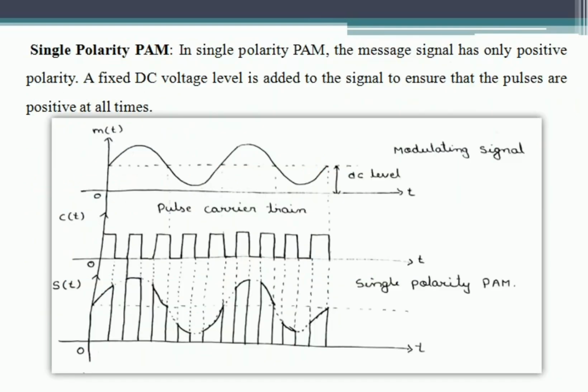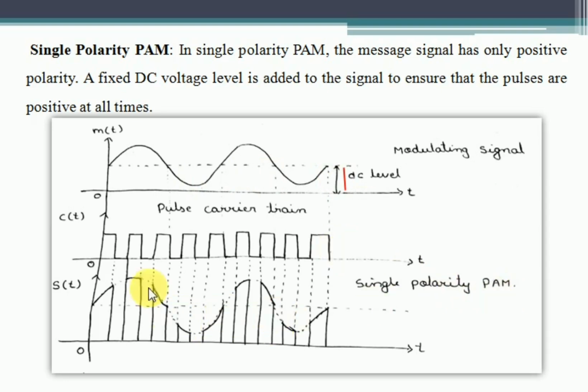Now let's see what is a single polarity PAM. So single polarity PAM means the message signal is having only positive polarity. In order to obtain a positive polarity signal, a fixed DC voltage level is added to your message signal to ensure that the pulses are positive at all times. If you see from this graph, the message signal is having a positive polarity with the added DC level. Okay, some DC level is added to the message signal to obtain a positive polarity, and this is superimposed with a pulse carrier signal in order to generate a PAM signal.